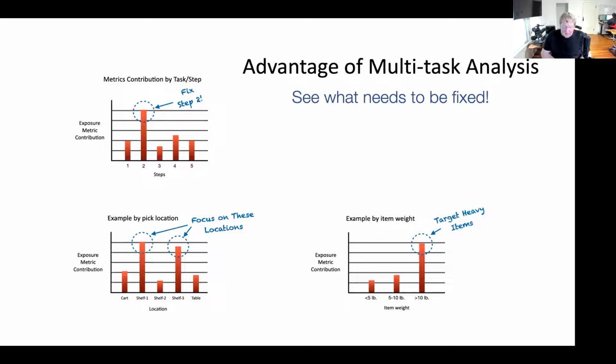And one project in particular, I remember, was a complex job. It's like, well, how in the world am I going to sort this out? But in the end, it was very simple what needed to be done. They needed to stop handling the heavier items in the higher shelf locations. So a lot of times it can provide clarity on what needs to be fixed, because you can see the contribution of each metric, and you can sort it out or divvy it out by other categories like weight and location.